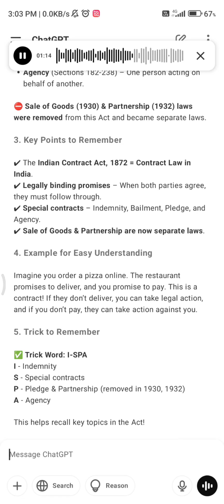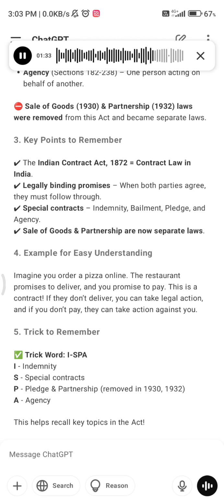3. Key points to remember. The Indian Contract Act 1872 equals contract law in India. Legally binding promises: when both parties agree, they must follow through. Special contracts, indemnity, bailment, pledge, and agency. Sale of goods and partnership are now separate laws.